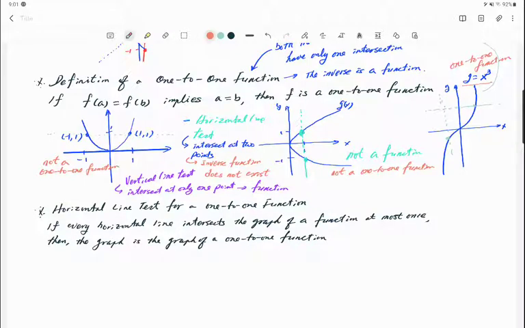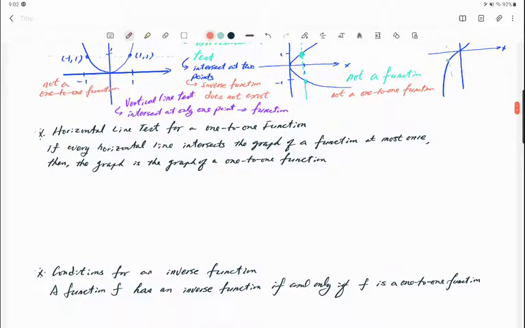The horizontal line test for a one-to-one function is really simple. What you do is draw a horizontal line. If the graph intersects at most once, only one, you cannot have more than one intersection point. So if there is only one intersection, then the graph is a one-to-one function graph.